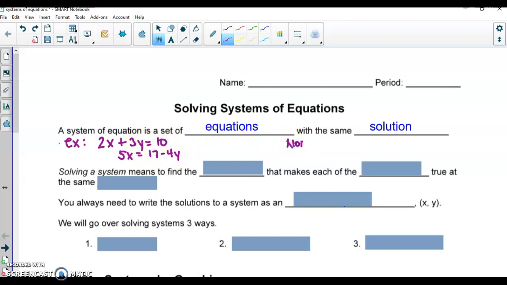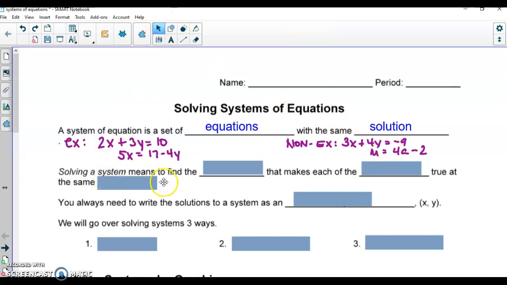A non-example would be something like 3x plus 4y equals negative 9, and my second equation might be m equals 4a minus 2. Different variables, not using the same variables, so that is a non-example of a system of equations.